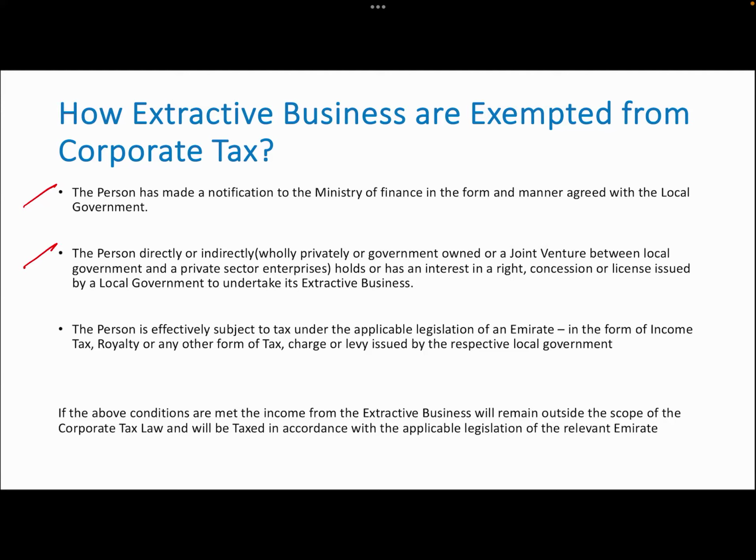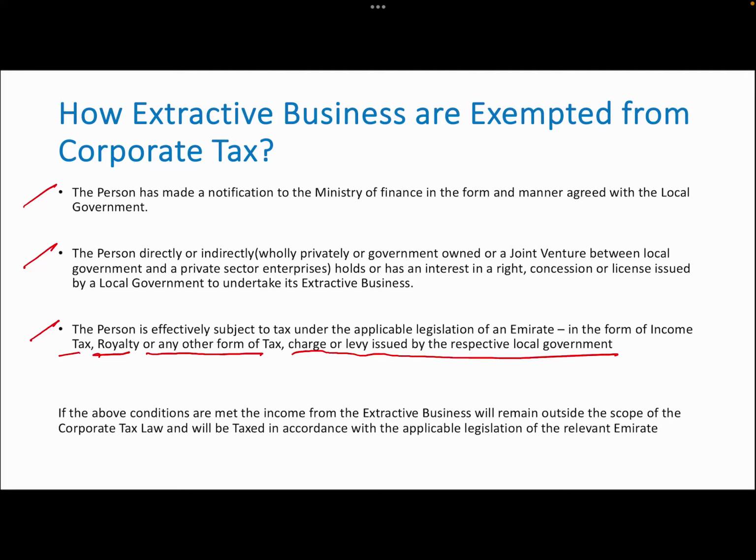Now, the business can be wholly owned by a private company or government owned, or it may also be a joint venture between the government and a private company. But again, the person or the company doing this extractive business should have a license issued by the local government to undertake the extractive business. The person is effectively subject to tax under the applicable legislation of the emirate. Now, this company may be subject to the local level tax. The local emirate may impose some kind of tax on the extraction business in the form of income tax, a royalty, or any other form of tax, charge, or levy issued by the respective local government.